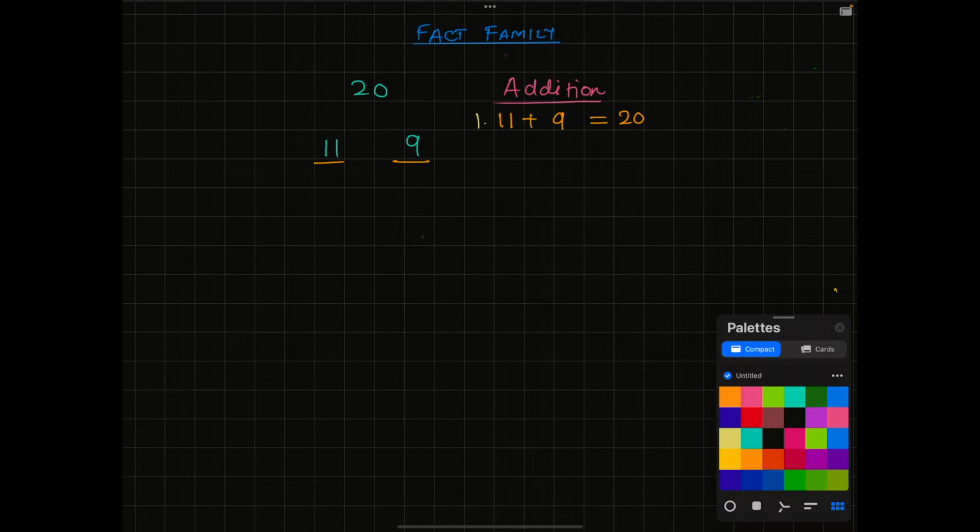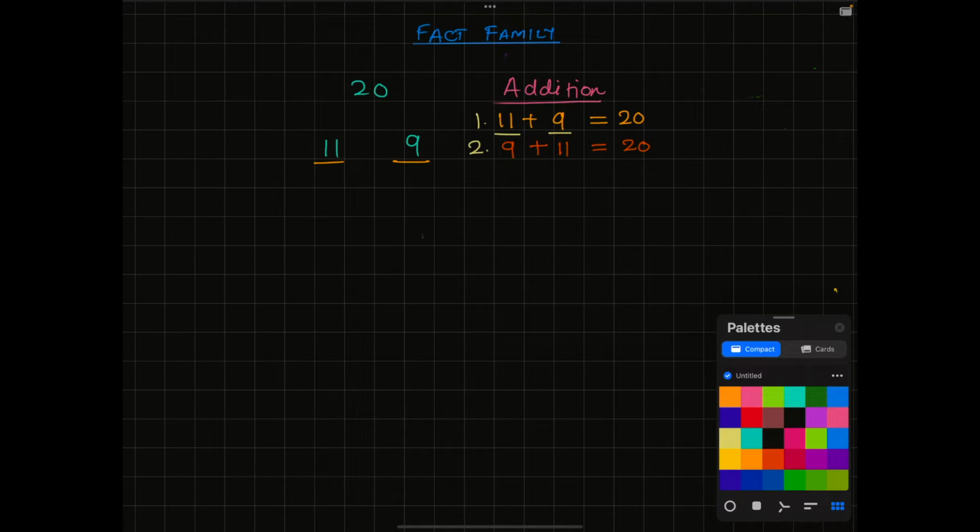What is the second fact that is connecting these 3 numbers together? We are going to interchange the addends. That is 9 plus 11 is also 20.